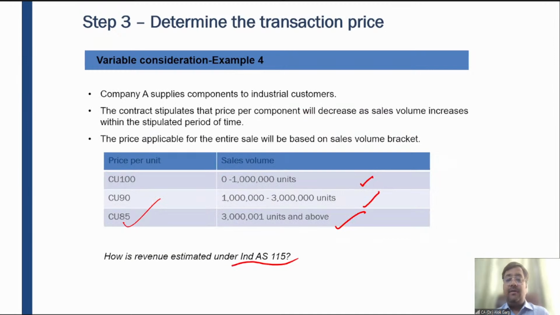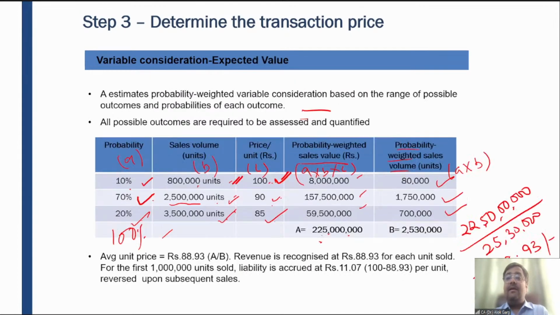Okay. But sir, initially if the customer has paid 100 rupees, then what will happen? In that case, a refund liability has to be recognized, and unearned revenue has to be recognized to the extent of 11.07 rupees, which is going to be adjusted in the subsequent sales, okay? Because you will receive at the rate of 100 rupees, you will recognize revenue to the extent of 88.93 rupees. So you have to recognize a credit, which is a refund liability to the customer, for 11 rupees 7 paisa per unit. Okay.